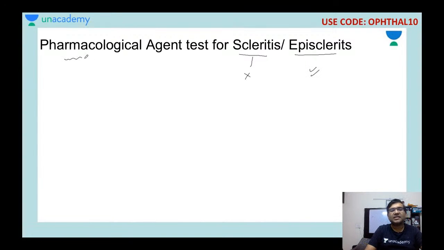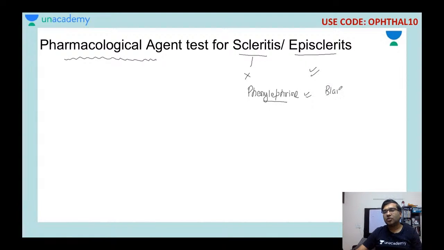Can anyone tell me what is the name of that pharmacological agent? I use it very commonly when I have to do a retinoscopy of an adult, or I have to do a mydriasis of an adult. So the name of the agent is phenylephrine. Have you ever heard the name? Phenylephrine, when we put it to the patient, basically causes the blanching or resolving of the congestion of the episcleritis, but the redness of the scleritis remains the same.